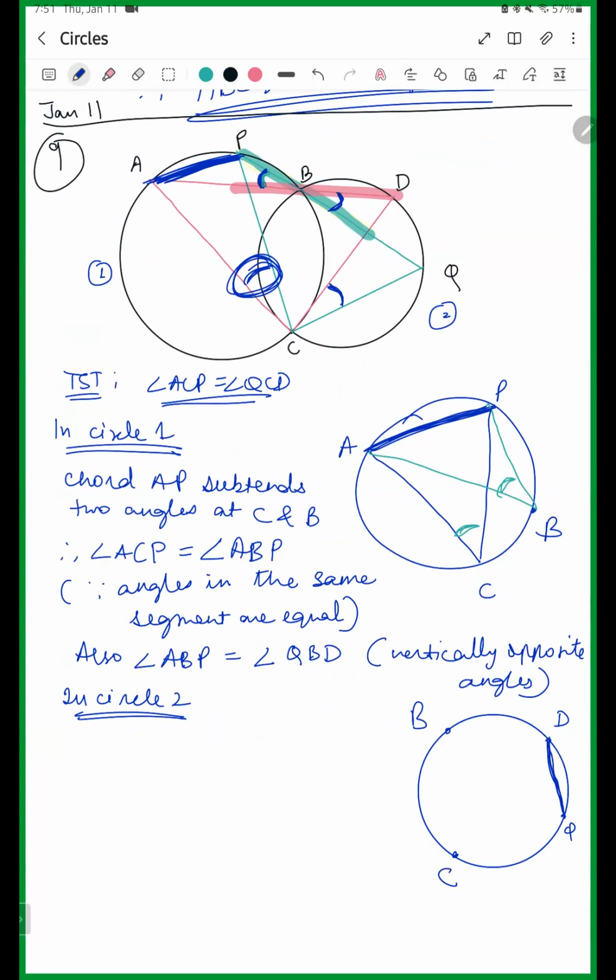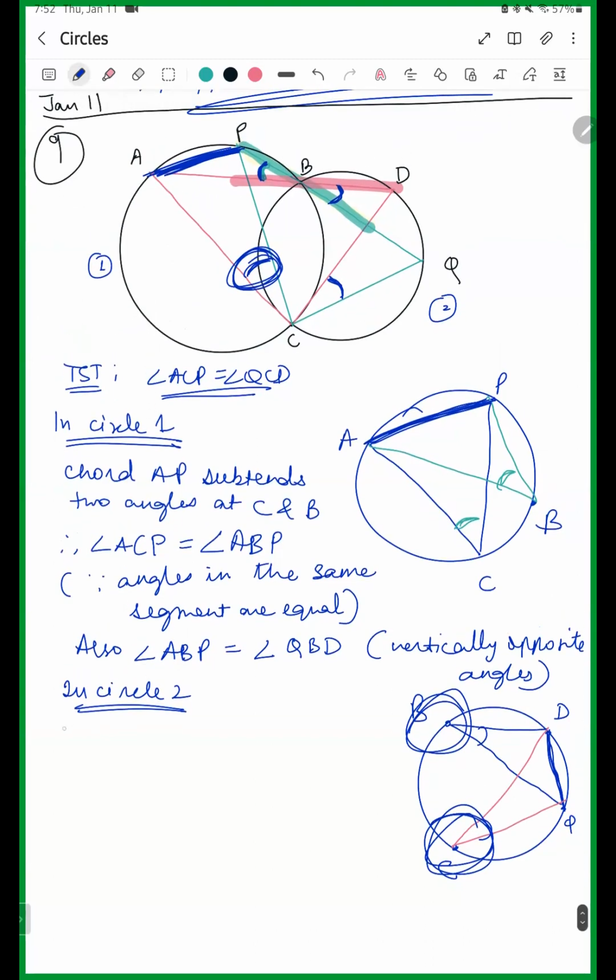This is forming an angle over here from D to B. You can see from D to B and from B to Q, then from D to C and from C to Q. So you can see the two angles are being formed, this one and this one. And these two angles are going to be equal because, same reason, angles in the same segment are equal.